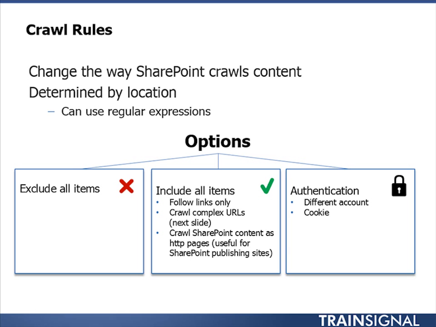You're also going to notice on the far right that we've got the ability to change the authentication mechanism. So if I need to provide a different username and password, maybe we've got a cookie that we want to use, maybe we're going to be using forms-based authentication, I can provide those credentials that way. And then finally in the middle, you're going to notice that we have the ability to modify the way that we're going to actually crawl the items.